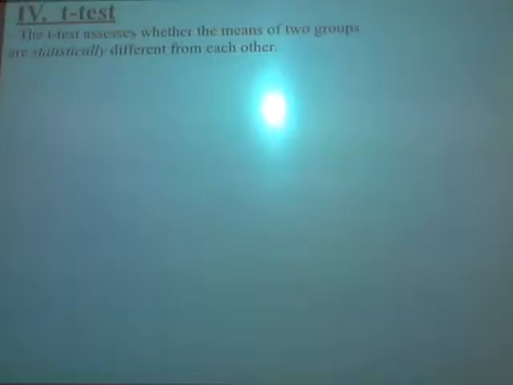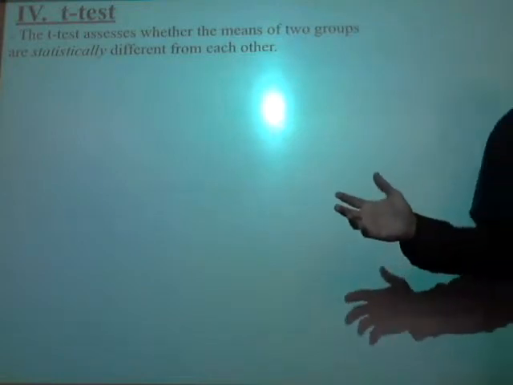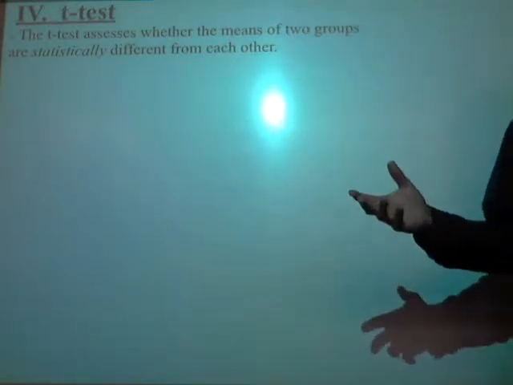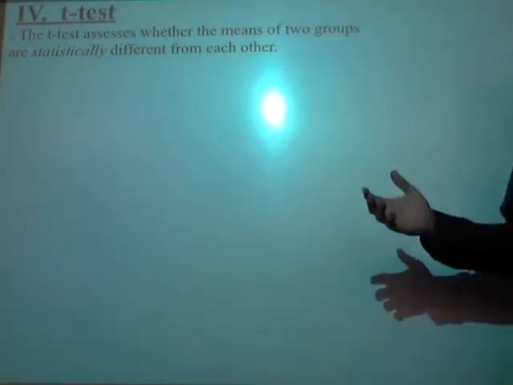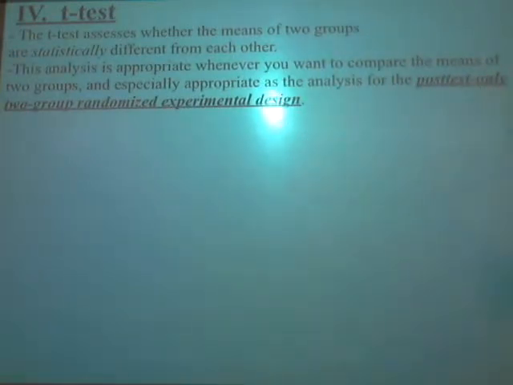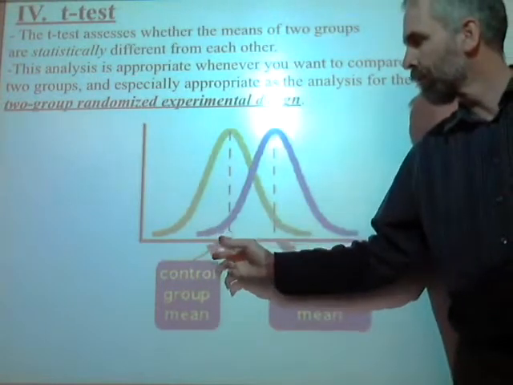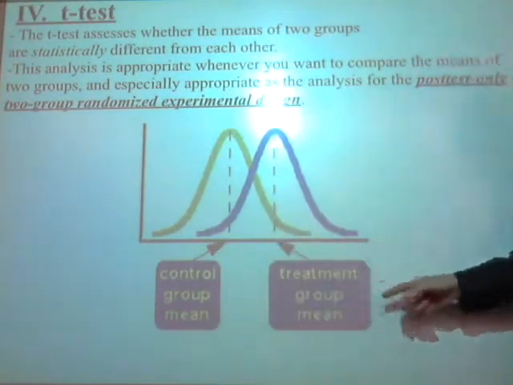I want to talk about what a t-test does and how you use it. This is a very common test to use if you're doing an experiment and trying to find out if what you were looking for actually happened. It's what's called a post-test only two-group randomized experimental design. That's a big fancy name for basically stuff that you know you'd be doing. Say, for example, I have a control group, this is the green one here, and I have a treatment group.